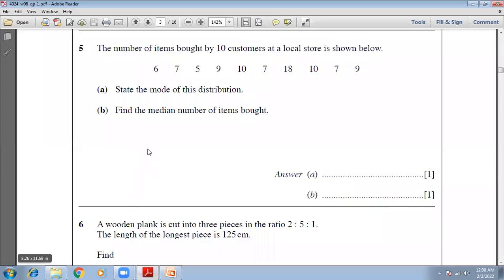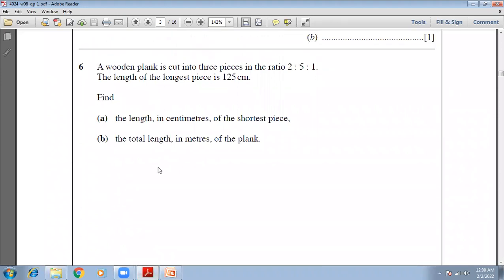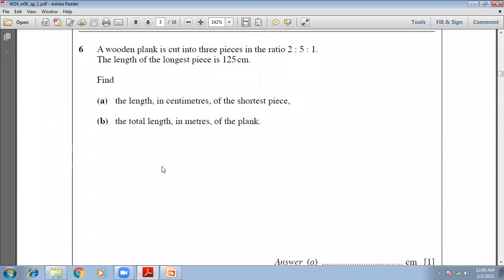Okay, so let's go to the next question. The next question is question number 6. He says a wooden plank is cut into 3 pieces in the ratio 2:5:1. The length of the longest piece is 125 centimeters. Find the length. A part is the length in centimeters of the shortest piece, and the B part is the total length in meters of the plank. Okay, so it's a 1-1 mark question.